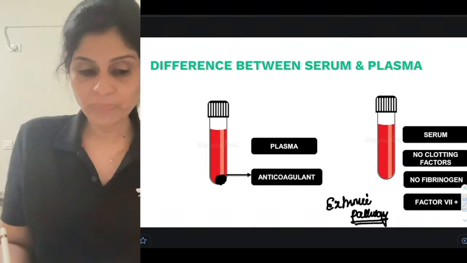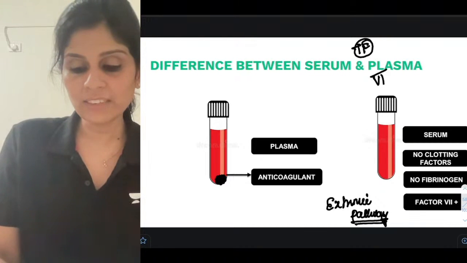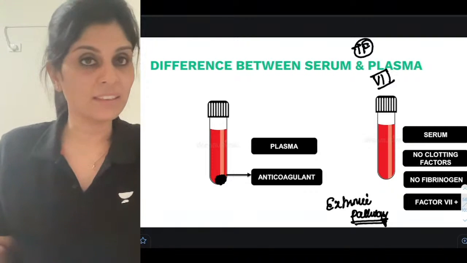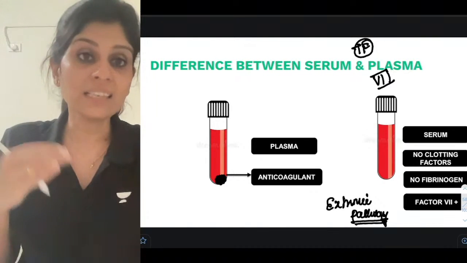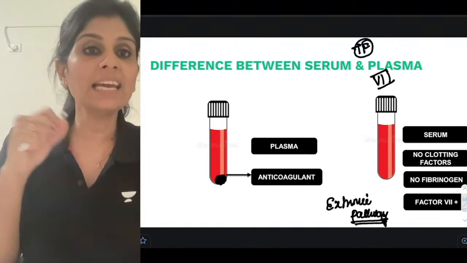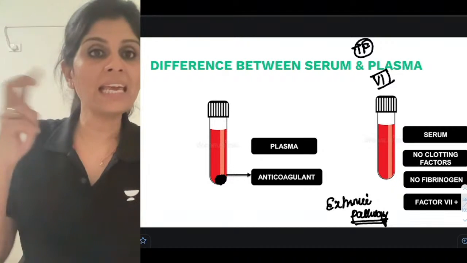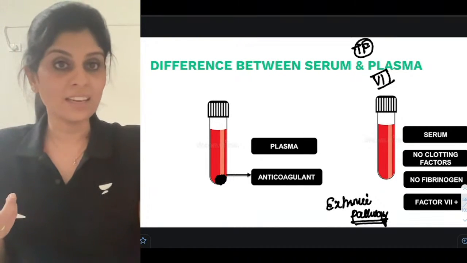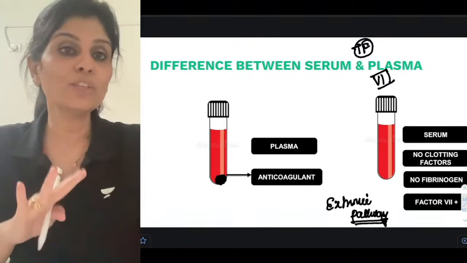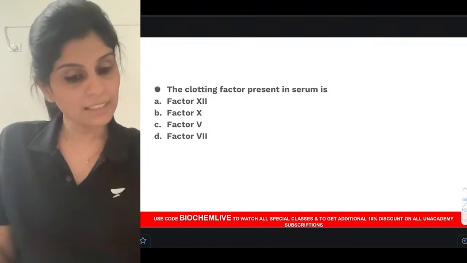Don't you all know that? Whenever tissue factor is released, factor 7 gets stimulated, it becomes 7A, and that is how the extrinsic pathway gets stimulated, right? So factor 7 is related to the extrinsic pathway. Now what happens in in vitro clotting? In in vitro clotting, negative charges stimulate the intrinsic pathway, wherein factor 12 becomes 12A, 11 becomes 11A, 9 becomes 9A. So it does not involve factor 7. So factor 7 is not involved in in vitro clotting. That is why, which clotting factor is found in serum? It is factor 7. Is that clear?